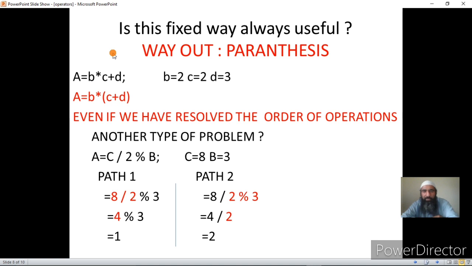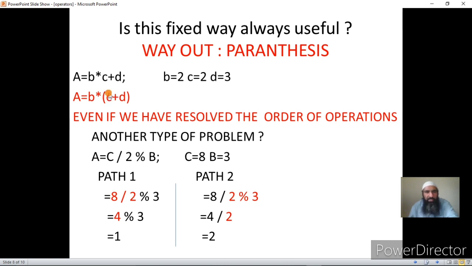The C language has provided the way out. What is the way out? The way out is the parenthesis. That is, if I put an operator, or any operation, within the parenthesis, that operation will be done first, even if its precedence is lower.